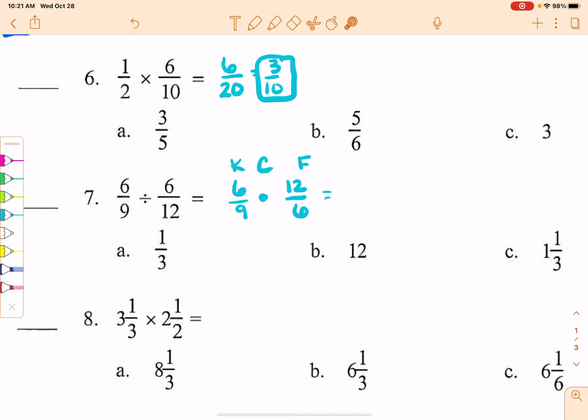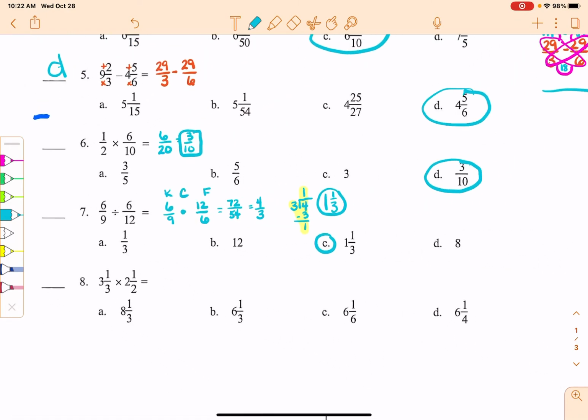So 6 times 12 is 72. 9 times 6 is 54. Now if I take this and put it into Desmos to reduce, it's going to be 4 over 3. But the top number is bigger than the bottom, so I'm going to have to divide. So 3 goes into 4 once, with 1 left over. So it's 1 1/3, which means it's going to match C.